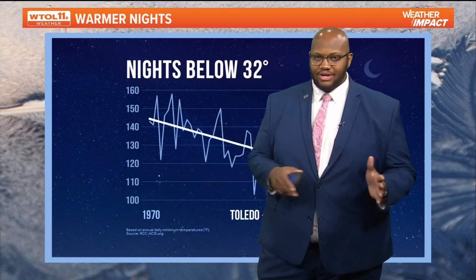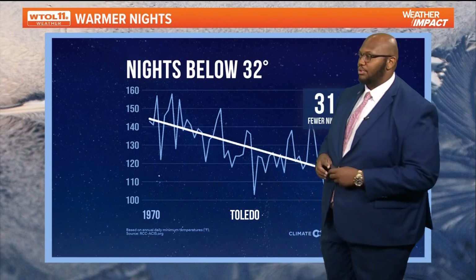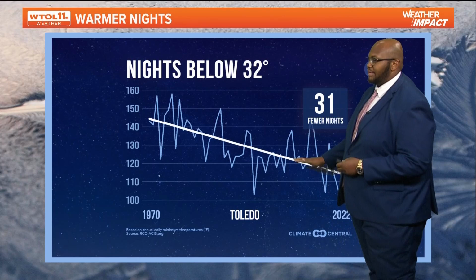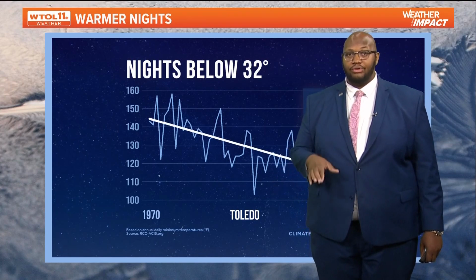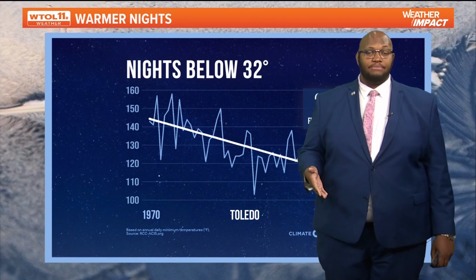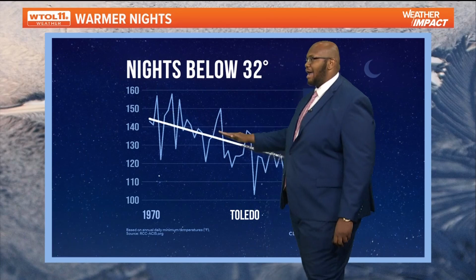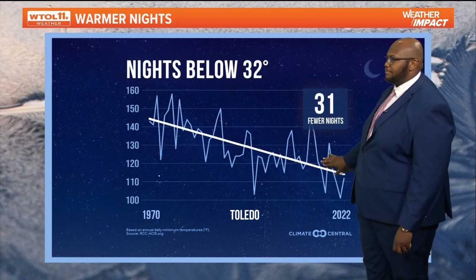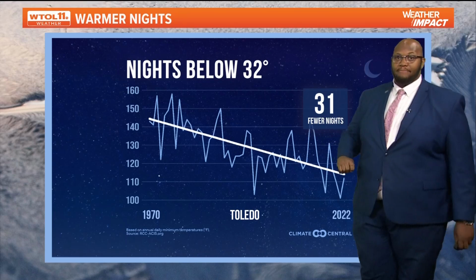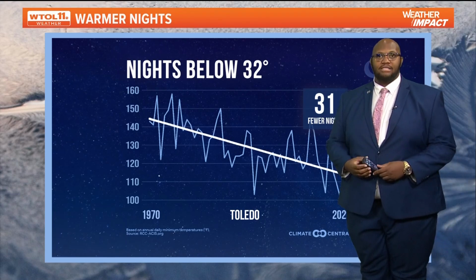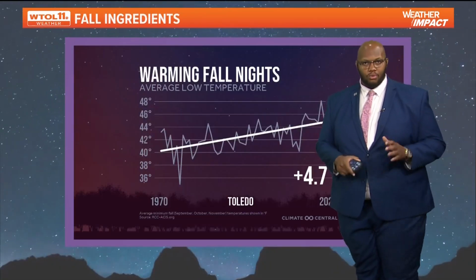Now, let's take a little bit of a climate angle to this. We're seeing fewer nights below 32 degrees. We're actually starting to see that drop a little bit. Of course, due to climate change and a warming climate out there, we're seeing fewer days and nights where temperatures fall below 32 degrees. Since 1970, we've seen a drastic decrease in nights below 32 degrees. To put a number on it, we've seen about 31 fewer nights below 32 degrees.